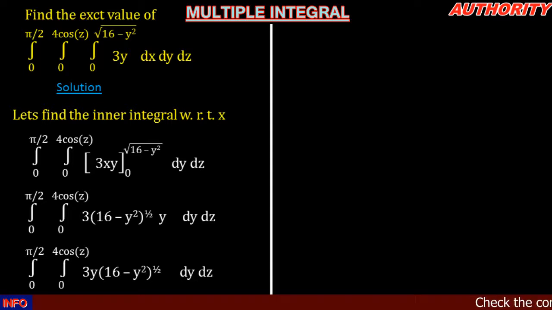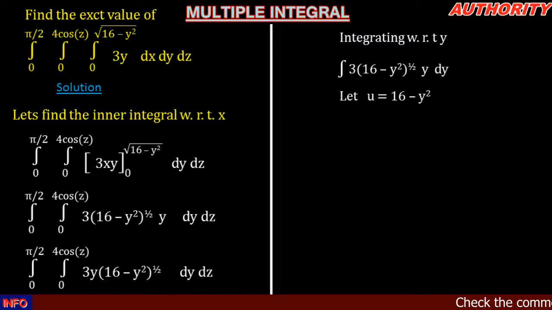Let's go further and integrate the inner part again, which is with respect to y. That means we're going to integrate 3 open bracket 16 minus y squared close bracket raised to power 1 over 2, times y dy. This is the inner part that we're going to integrate. Now we're going to make use of u substitution. Let u equal 16 minus y squared. In place of this 16 minus y squared, we're going to replace it with the letter u.